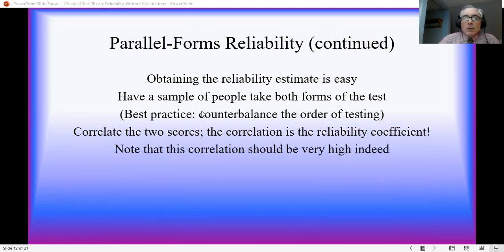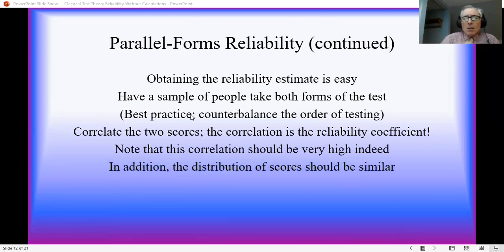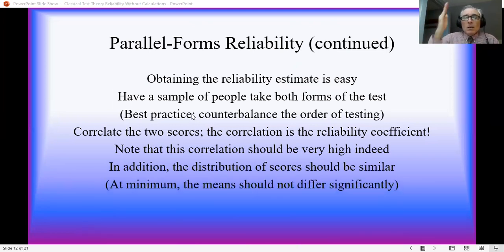However, there are a couple of things to bear in mind here. We are saying it literally doesn't matter whether you take Form A or Form B, you're going to get basically the same score. That means that this form of reliability coefficient ought to be real high, well into the 90s, 0.93, 0.94, 0.95. It also means that the distribution of scores should be similar. At least the mean or average shouldn't be significantly different.